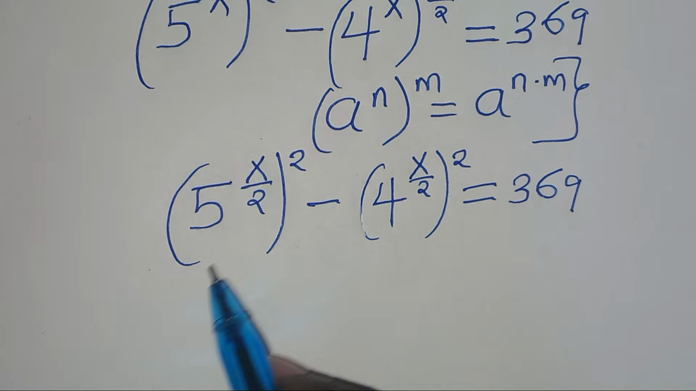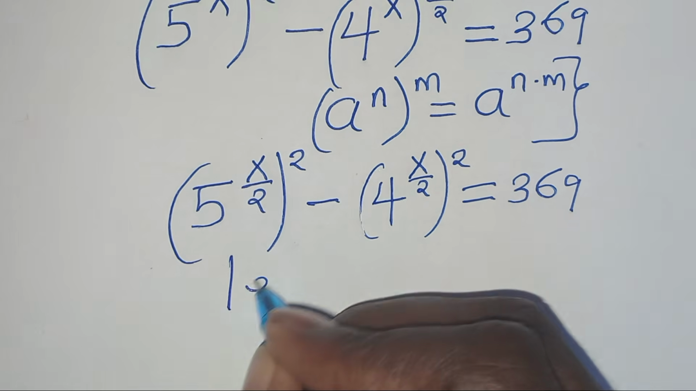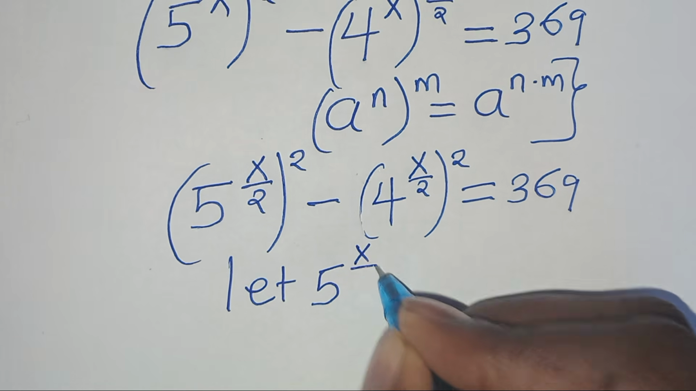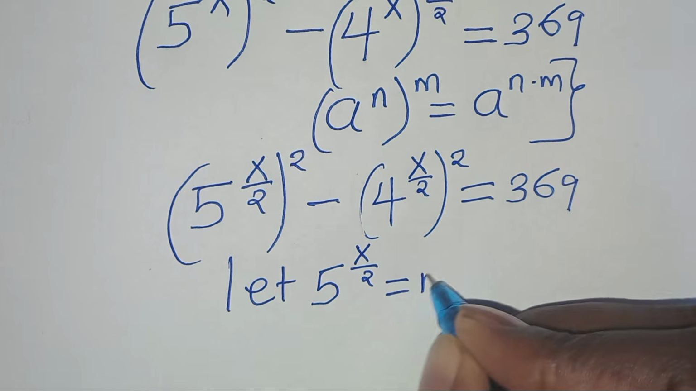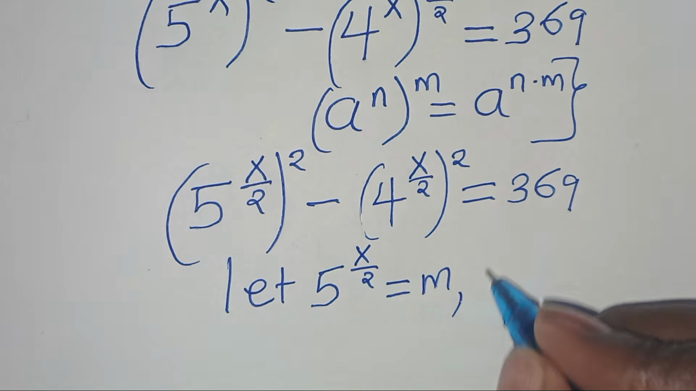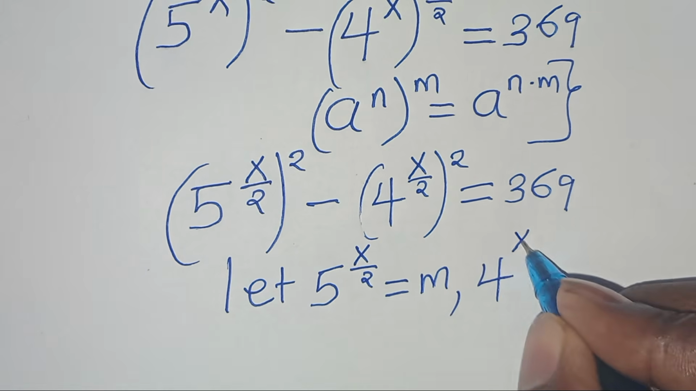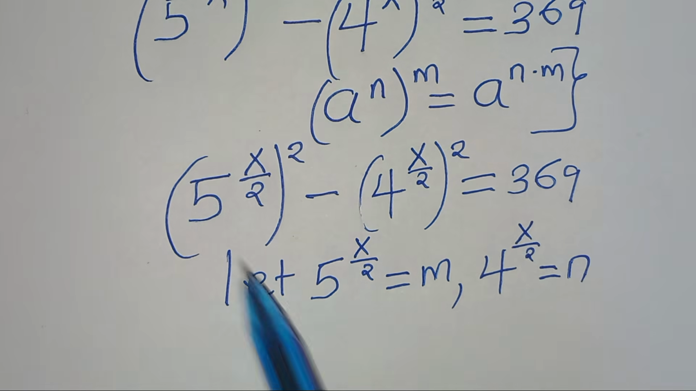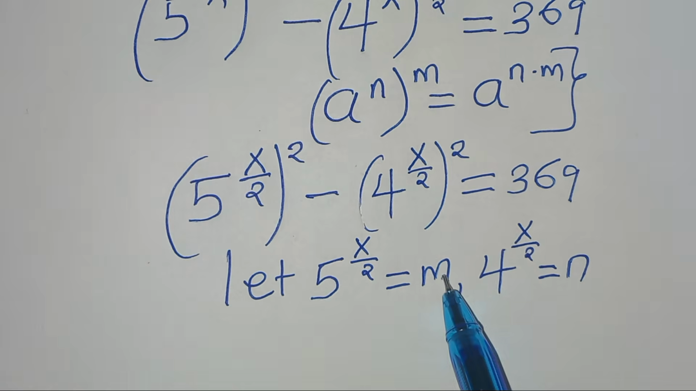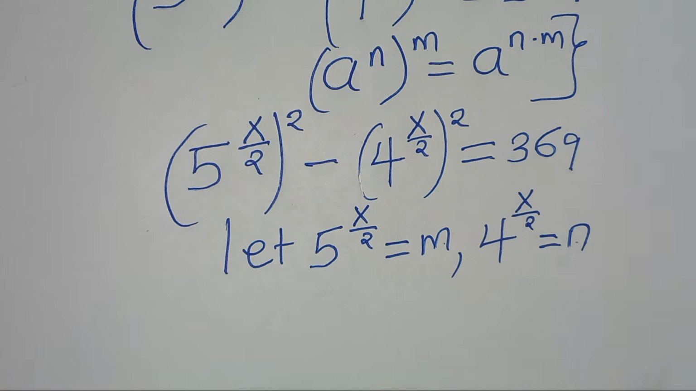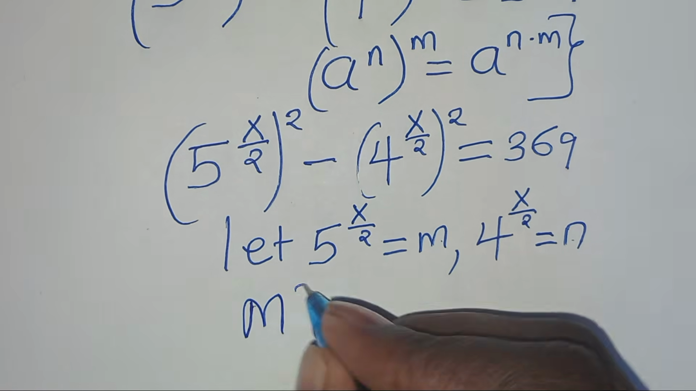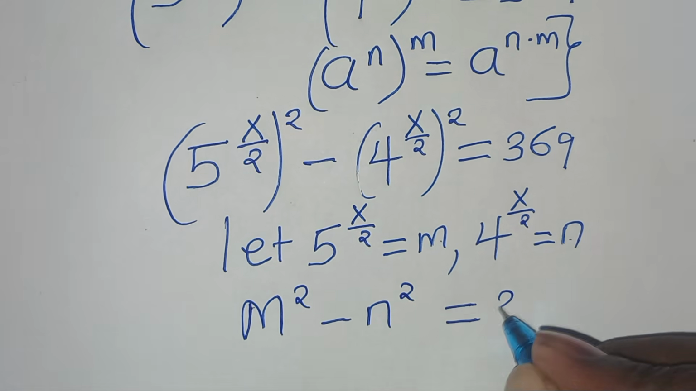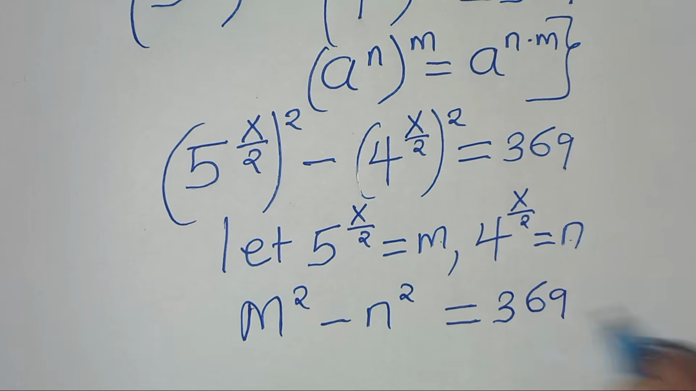The next step from here, we can let 5 raised to the power of x over 2 be equal to m, and we can let 4 raised to the power of x over 2 be equal to n. So let's express this equation in terms of m and n, so that we have m to the power of 2 minus n to the power of 2. This is equal to 369.